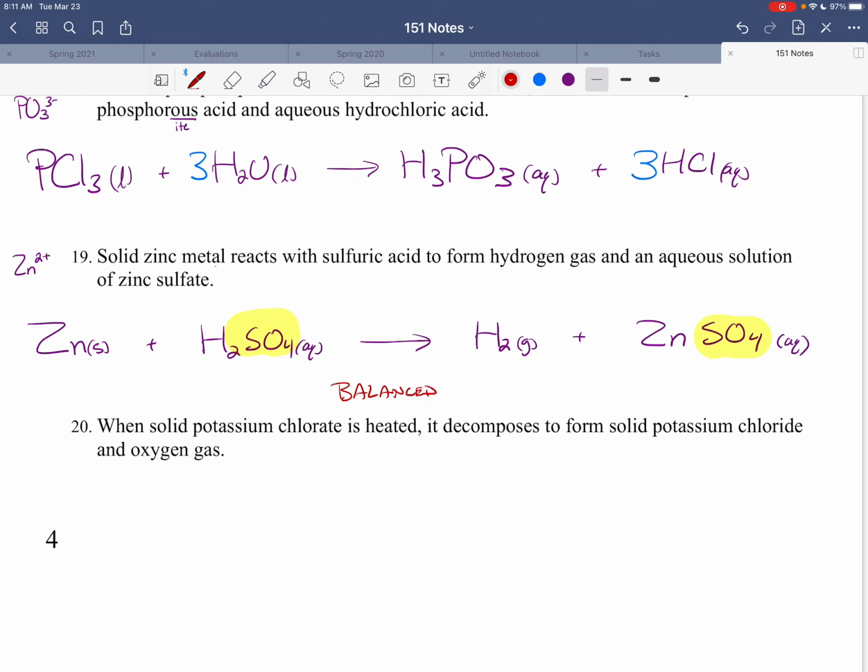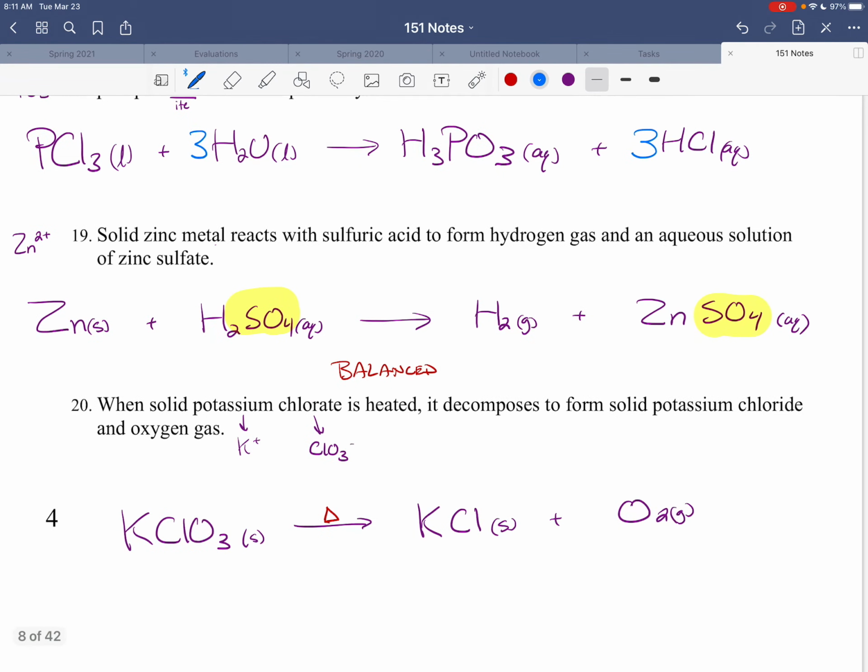And 20, solid potassium chlorate. Well, potassium is K+, chlorate is ClO3 minus. So KClO3 solid. If that's heated, we get potassium chloride, which is a solid, and oxygen gas. Okay, is it balanced? Well, potassium's good, chlorine's good, oxygen has 3 and a 2. Well, that's not going to work.